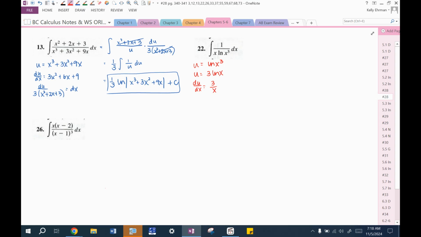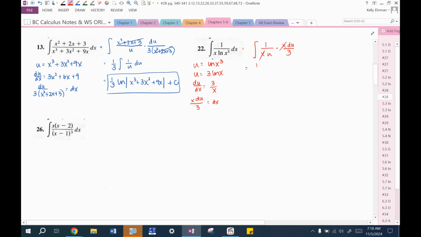All right, so du will be getting multiplied by x over 3 to equal dx. So let's see where that gets us. That gets us to 1 over x, and then we have natural log of x to the third. That was u. And then dx is now x times du over 3. So see how the x's are going to cancel there.